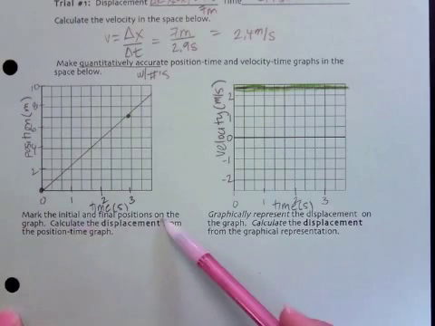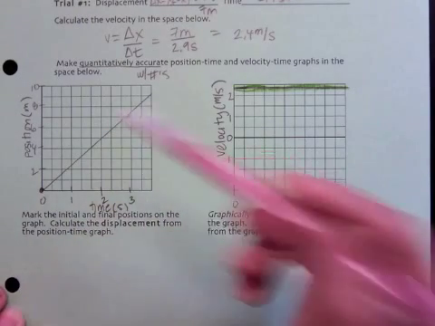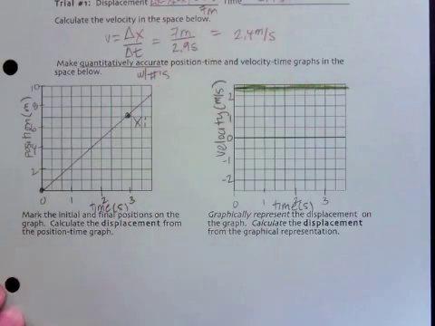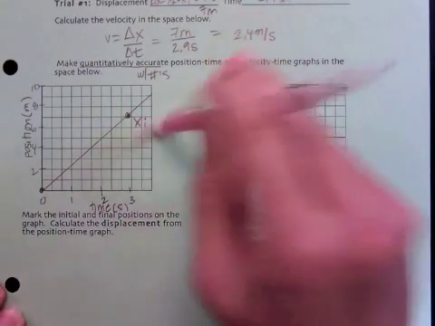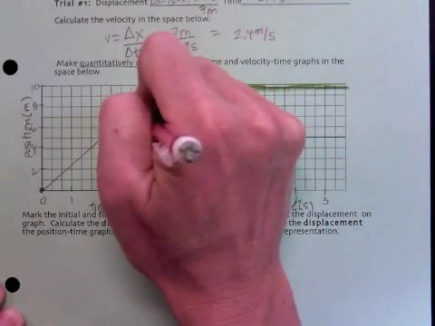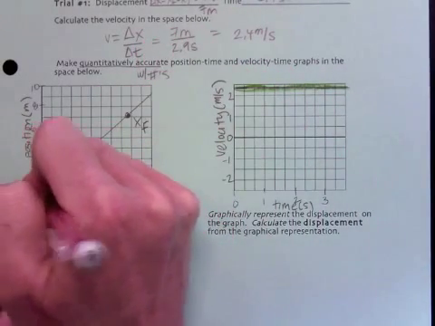It says to mark the initial and final positions on the graph. Well, you kind of already did that because those were the points that were used to determine your line. So, oops, that's not initial, that's final. This is the final position. This was my initial position.